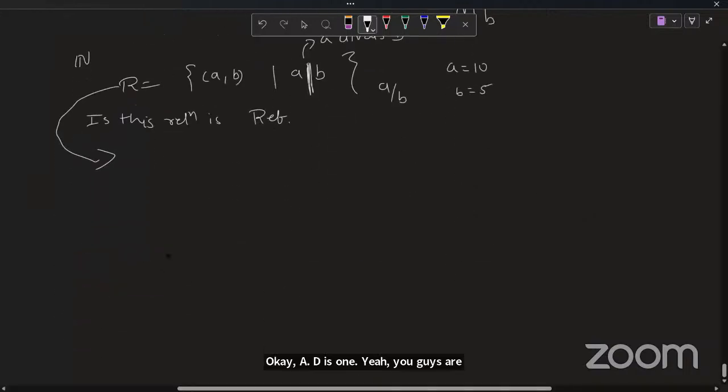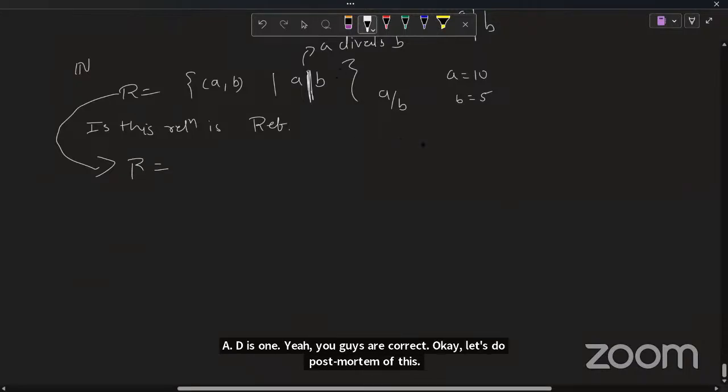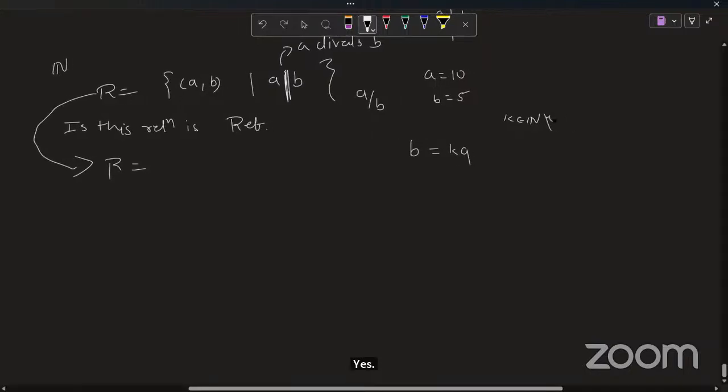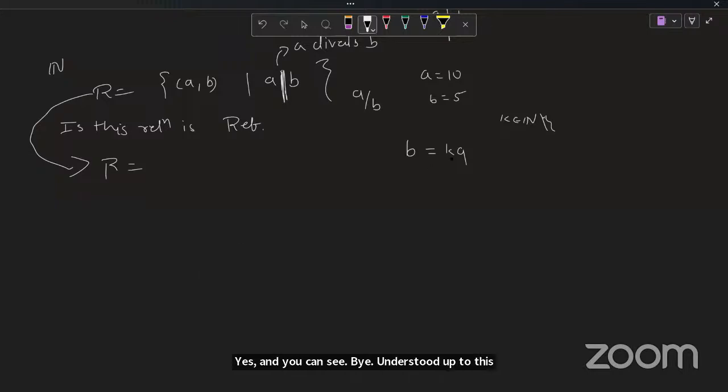Okay, let's do a postmortem of this question. A divides B means what? B can be written like this: there will be some K, where K belongs to N, for which this happens. Understood up to this?